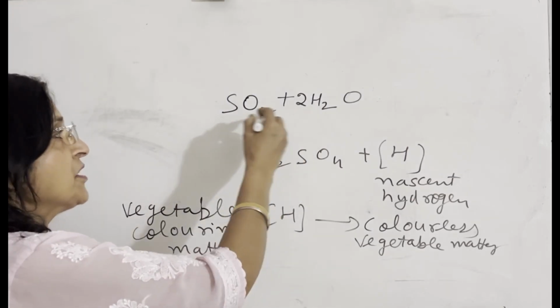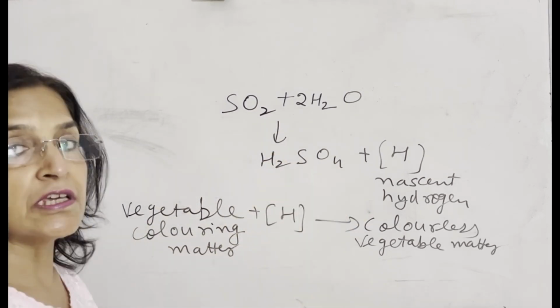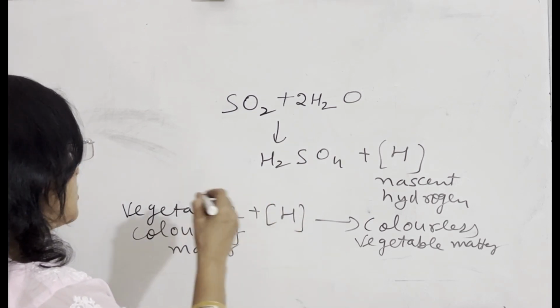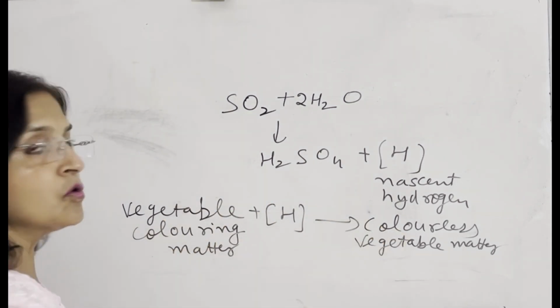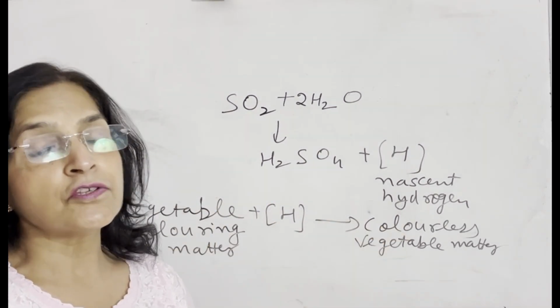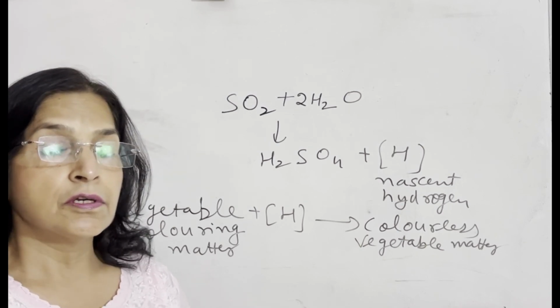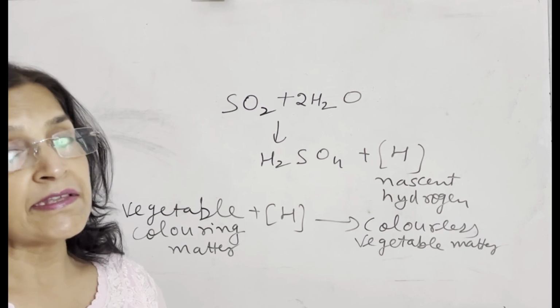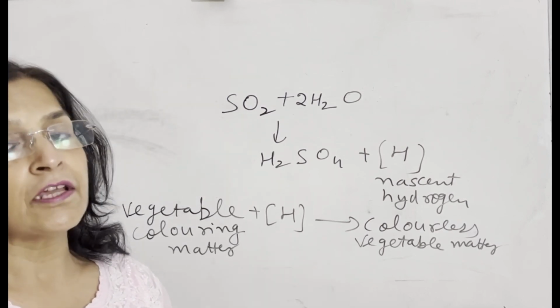In the presence of moisture, sulfur dioxide acts as a bleaching agent and this is due to the production of nascent hydrogen. This nascent hydrogen reduces coloring matter into colorless matter. Sulfur dioxide is used to manufacture sulfuric acid. Sulfur dioxide is used as a bleaching agent for delicate articles like silk and wool. It is used in refining of petroleum.